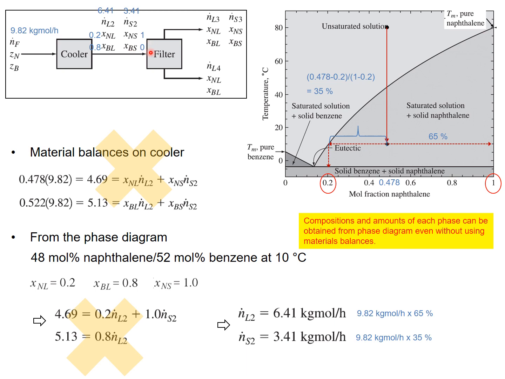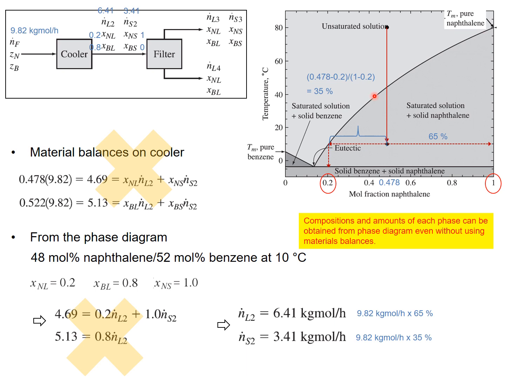Then the next thing we should calculate is the amount. This length is for the solid, and this length is for the saturated solution. I'm talking about the inverse lever rule. So 0.478 minus 0.2 is the length of this line, and the full length is 1 minus 0.2. So 35% is going to the solid and 65% is going to the solution.